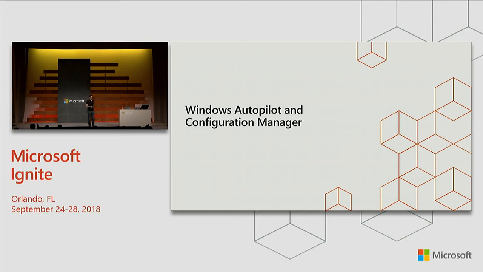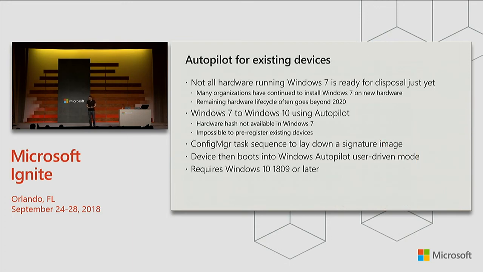And I previously touched on the Windows Autopilot for existing devices. We've been working very closely with the Autopilot team to make sure that this is a scenario that you can leverage in your Configuration Manager environment. And it's based on the premise that not all of the hardware that's running Windows 7 is ready for disposal yet. Many organizations have been buying in new Windows 10 ready hardware and laying down a Windows 7 image for it. And just because they're looking at moving to Windows 10 and Autopilot doesn't mean that they're going to throw away their 6-month-old device and replace it with a new one. They're looking at how they want to get the most out of that asset. So Autopilot for existing devices allows you to give your users an Autopilot experience on their existing devices.